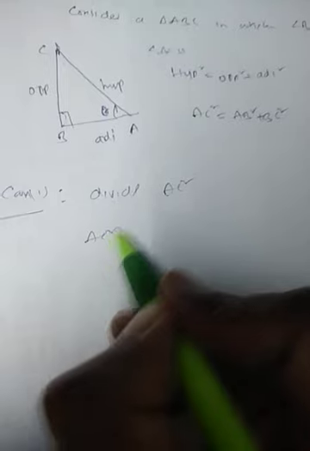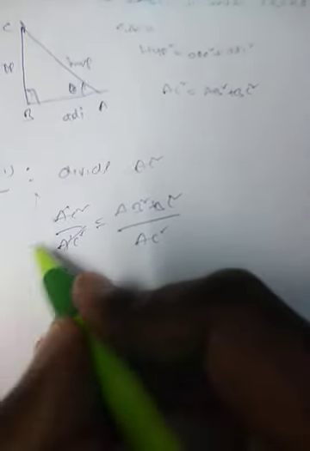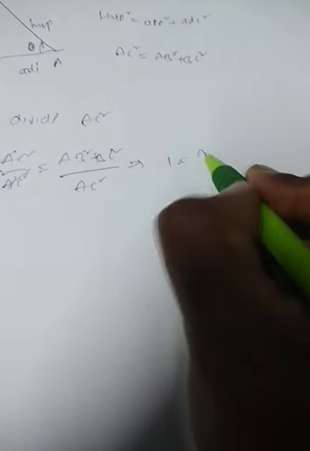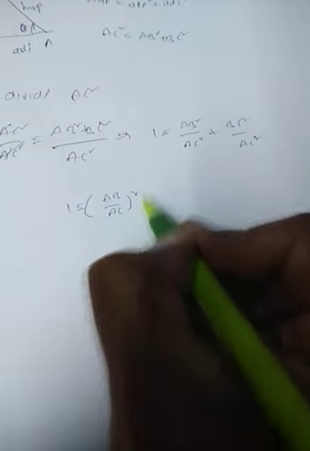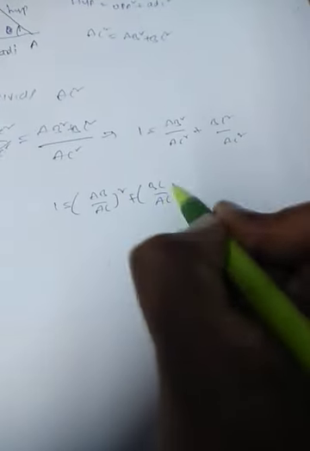AC square by AC square is equal to AB square plus BC square by AC square. AC square gets cancelled, and you get the value as 1. So 1 is equal to AB by AC whole square plus BC by AC whole square. What is AB by AC here? AB is the adjacent side, AC is the hypotenuse, so I can write this as cos theta. Cos theta is adjacent by hypotenuse.